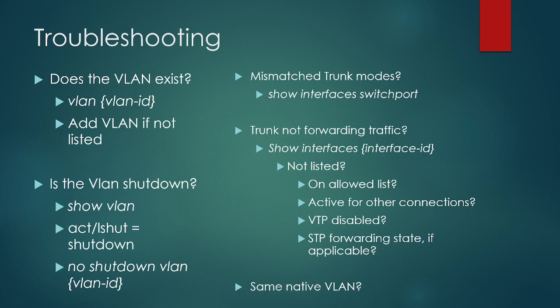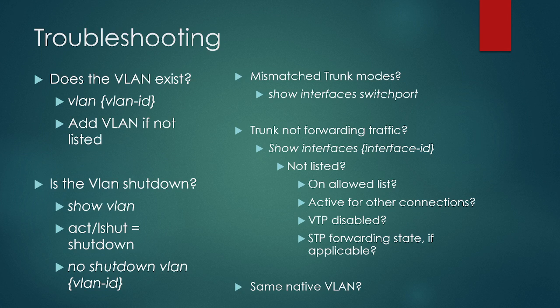As you can probably guess, there are a number of things that can go wrong with VLANs and trunking, so I want to cover a couple of the things we can run into. First is making sure that the VLAN you are trying to connect to both exists and is not shut down. To check if a VLAN exists on a switch, run the vlan number command in global configuration mode, replacing that number with the VLAN ID. If the VLAN does not exist, add it to the switch as explained earlier.